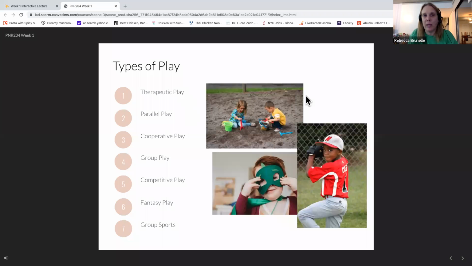I think the type of play almost always is in the word, but it is important to know that kids start out with individual play, then they move into parallel play, and then they'll move into cooperative play. They really don't play with other kids until they're at preschool going into school age.